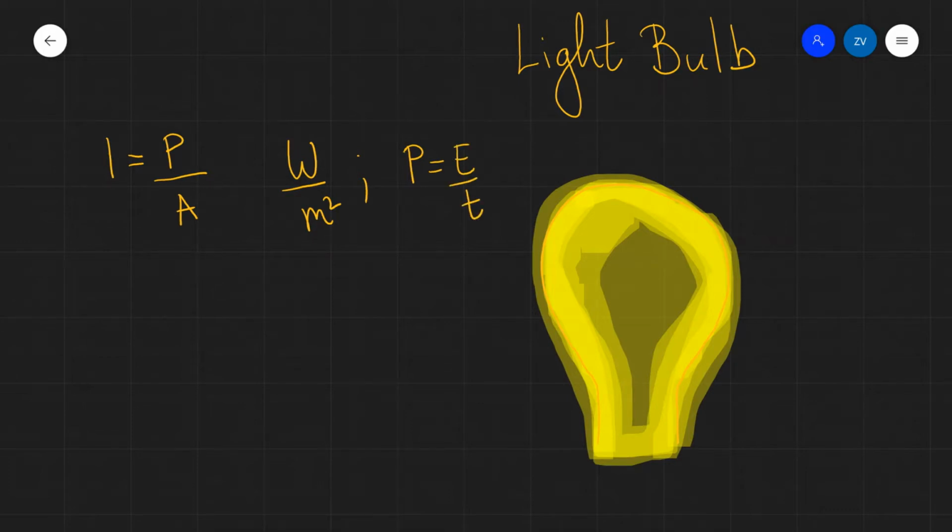has been transmitted outwards per unit time, we could also write down the equation for intensity as energy divided by time multiplied by the cross-sectional area.